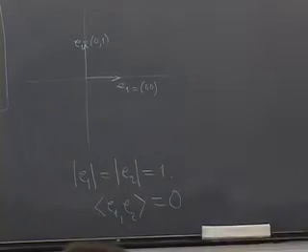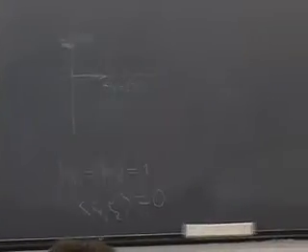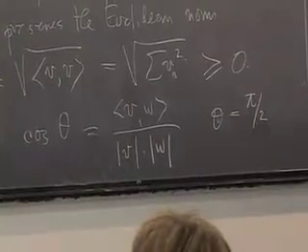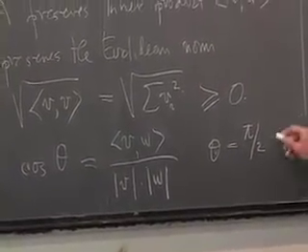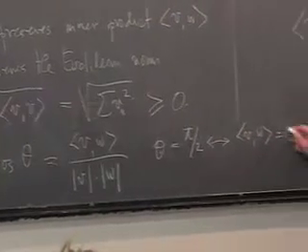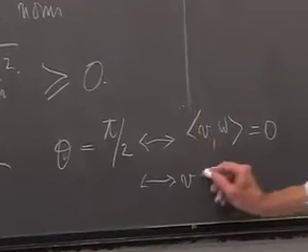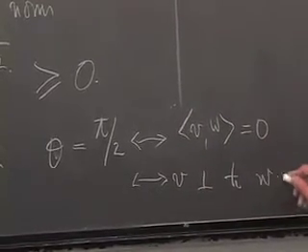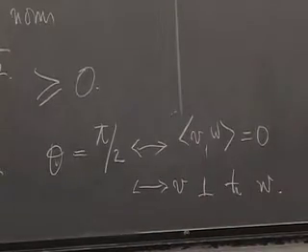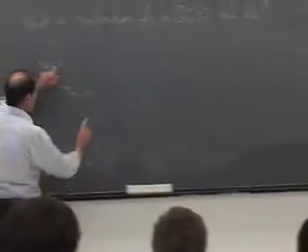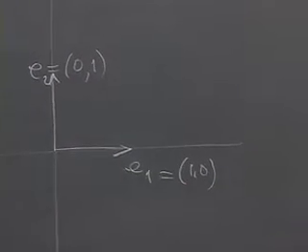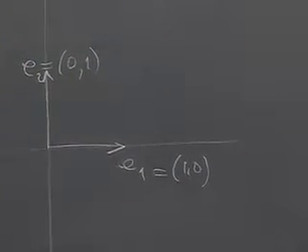By the way, we see that theta is equal to pi over 2, so 90 degrees, so the vectors are orthogonal if and only if <V, W> is equal to 0, if and only if V is orthogonal to W. So orthogonality just means that the inner product is 0, and if you take the inner product of these vectors, you get 1 times 0 plus 0 times 1, so you get 0. So they're orthogonal vectors of length 1.